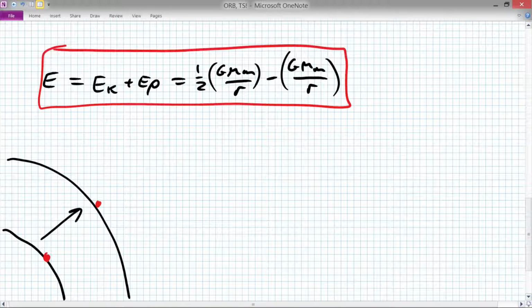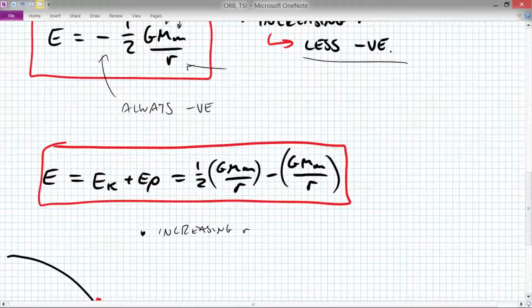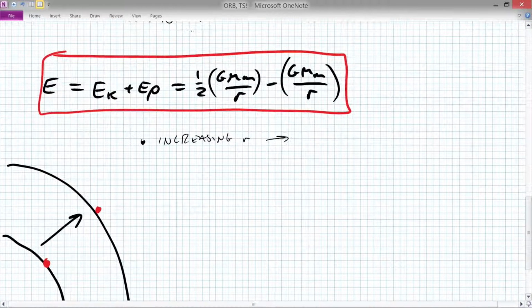So we can get everything we need from this equation. So we're increasing R, which we've just said means that our total energy becomes less negative. So E increases. Yeah, less negative, so it increases. That's the weird kind of thing you've got to be careful of here.